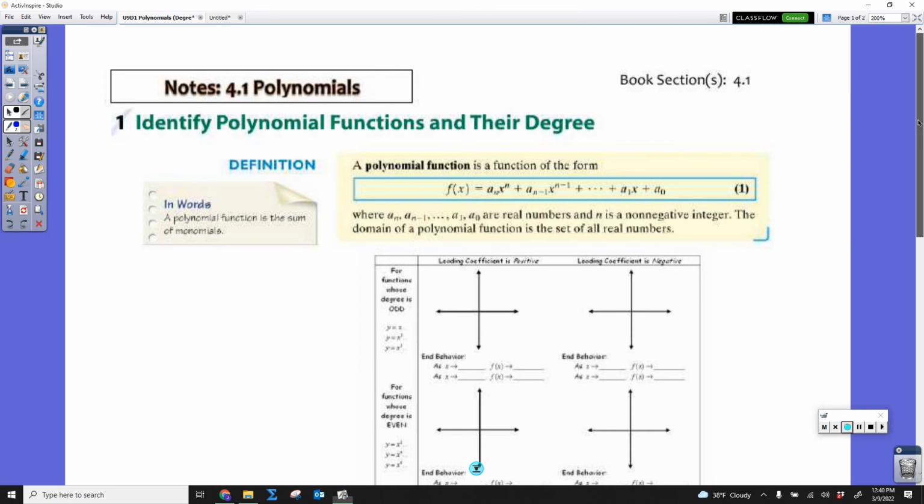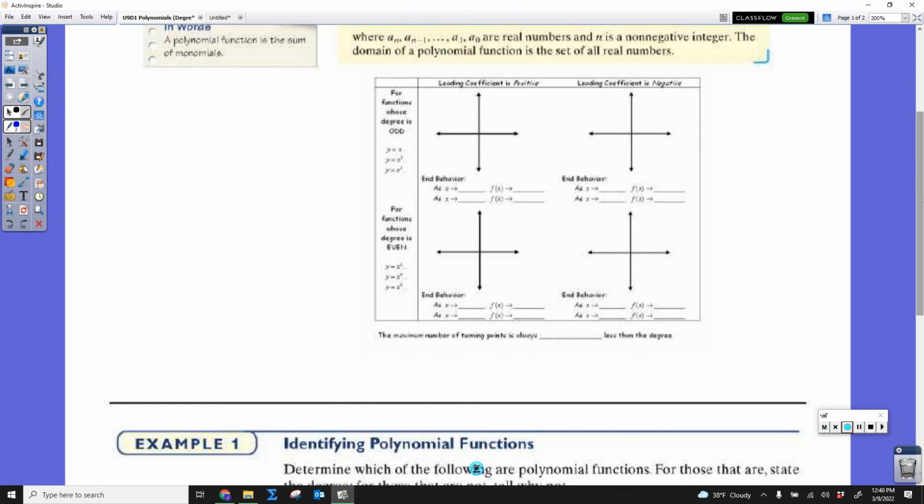Just looking at it from a graph standpoint. If your leading coefficient is positive and it is an odd degree, okay, where am I looking to find the degree again? Exponents. So if it has an odd degree and the leading coefficient is positive, then it might look something like this. Like a cubic. You guys have done that forever, like the snake.